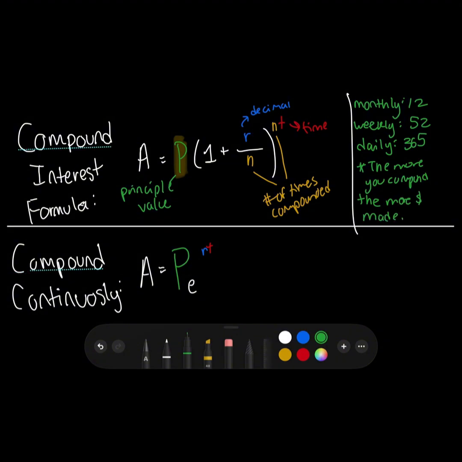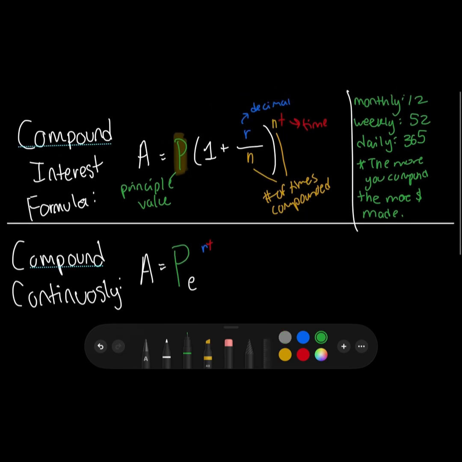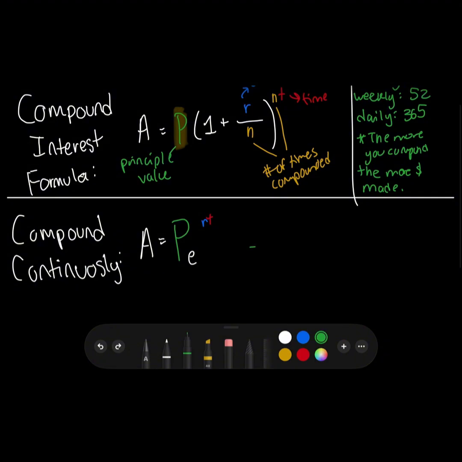Anyways, now let's do compounding continuously. Here we actually introduce a new variable known as E. Here the P, R, and T stay the same: principal value, rate, and time. On your calculator, actually, E is basically a constant. So E has its own value when you put it in the calculator.